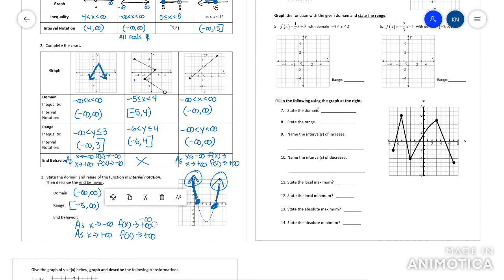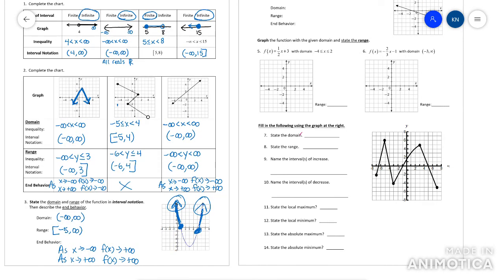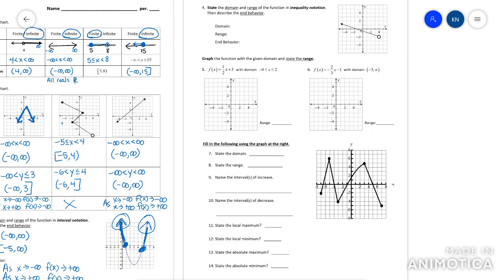Okay, this next page. On the second page here, state the domain and range of the function in inequality notation, then describe the end behavior. So the domain is how far left, this arrow is going to go forever left to -infinity. How far right, that would be here at 4, and it has an open circle. So the domain in inequality notation would be -infinity is less than x, which is less than 4.